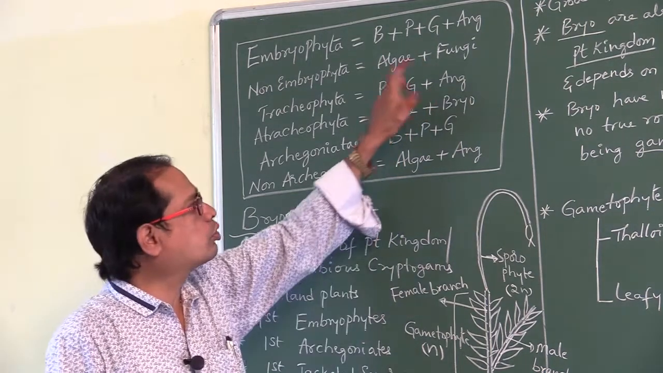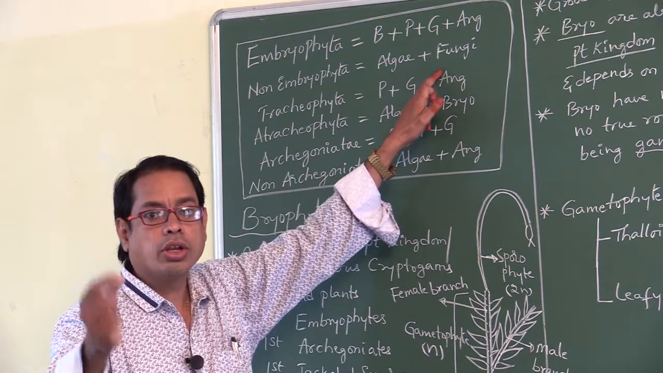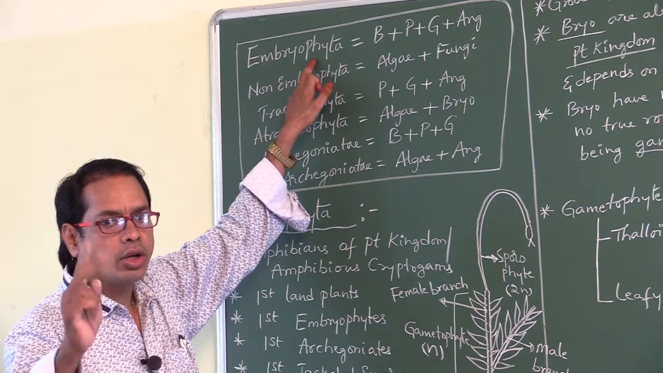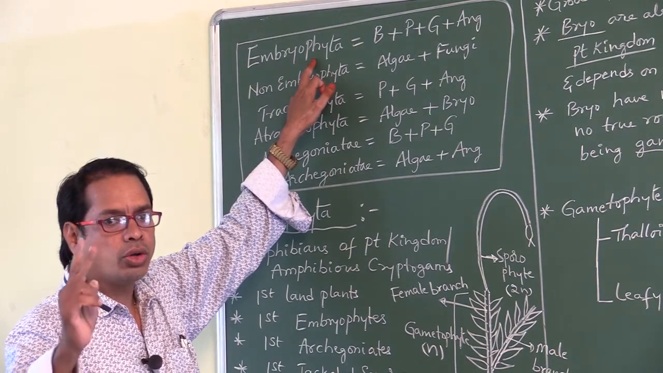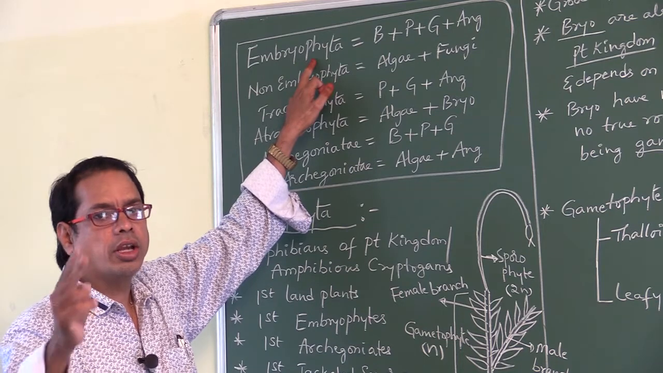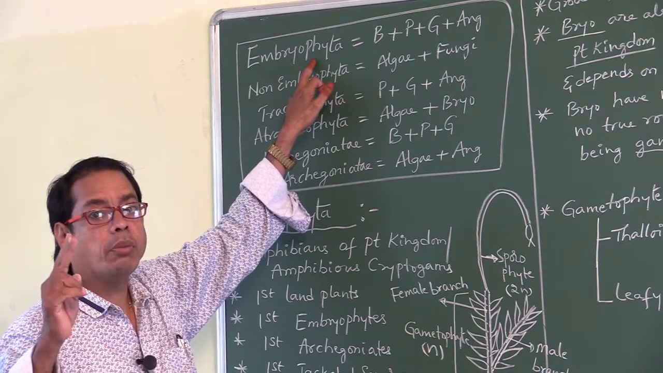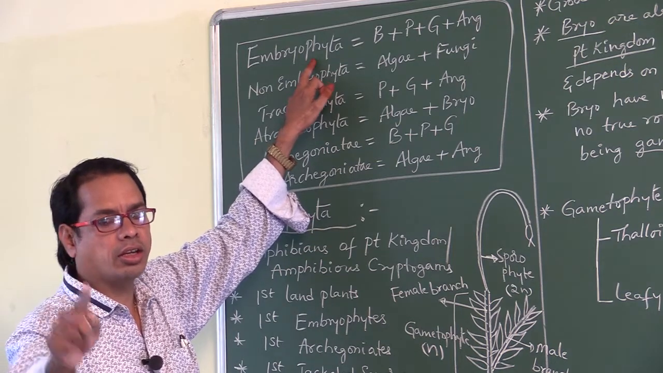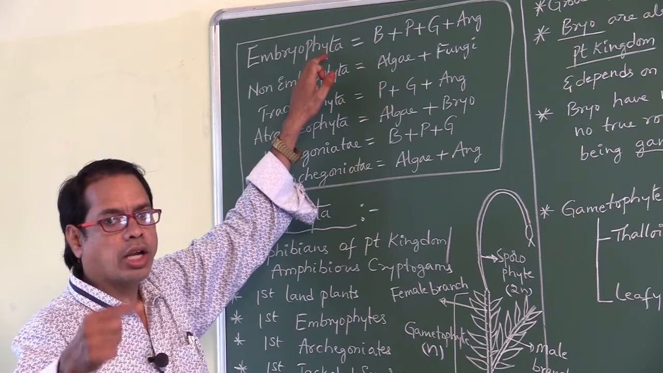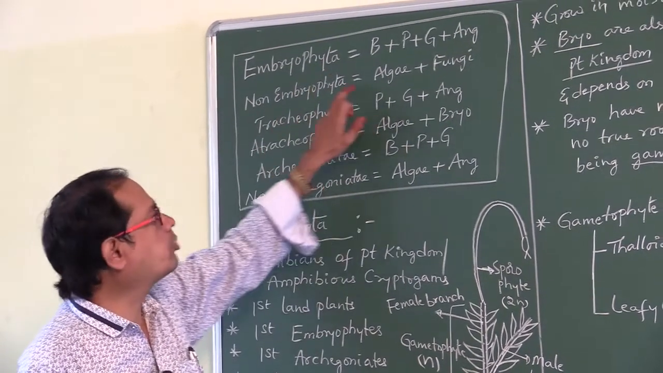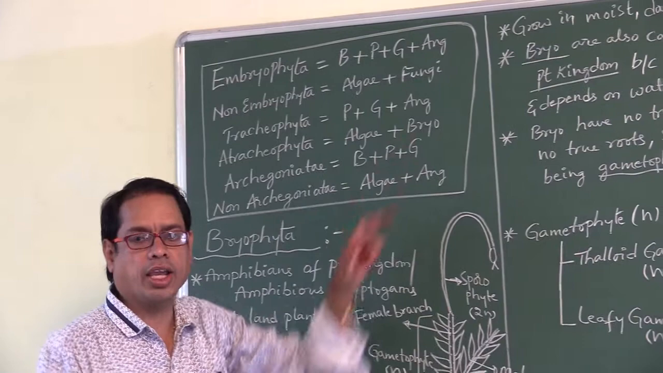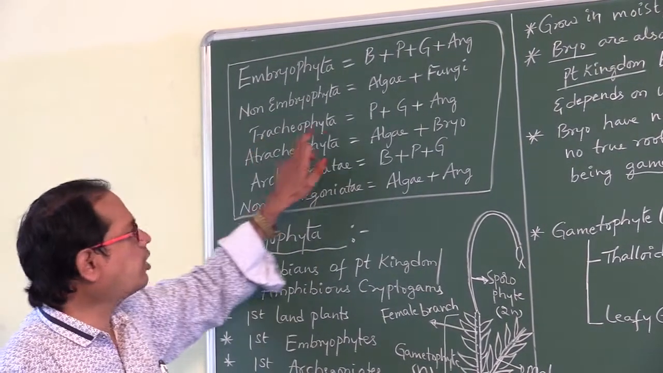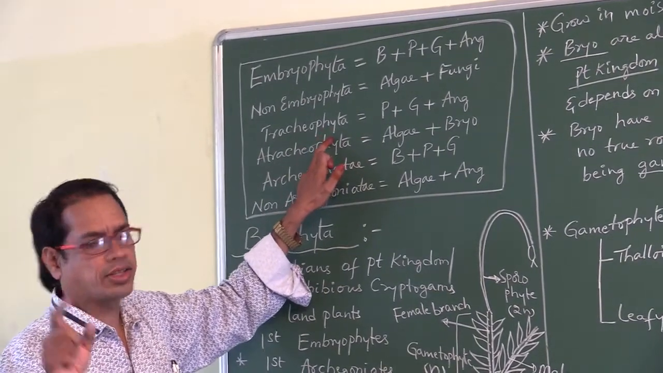That means in these two groups, the zygote undergoes meiosis, whereas in embryophytes, the embryo ploidy is 2n and the zygote ploidy is 2n. 2n becoming 2n means the division is mitosis. So the zygote undergoes mitosis in embryophytes, whereas the zygote undergoes meiosis in non-embryophytes, that is algae and fungi.